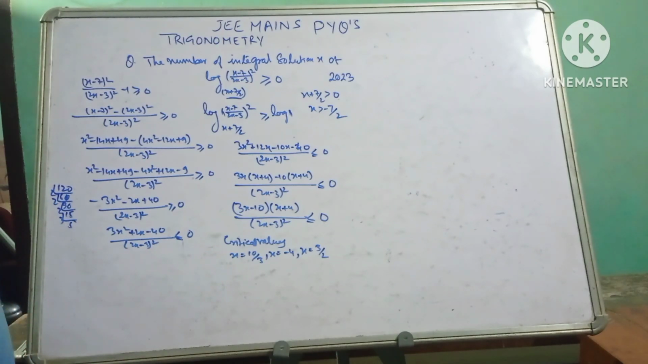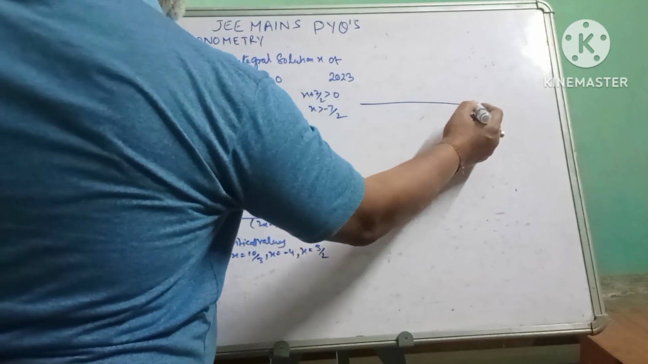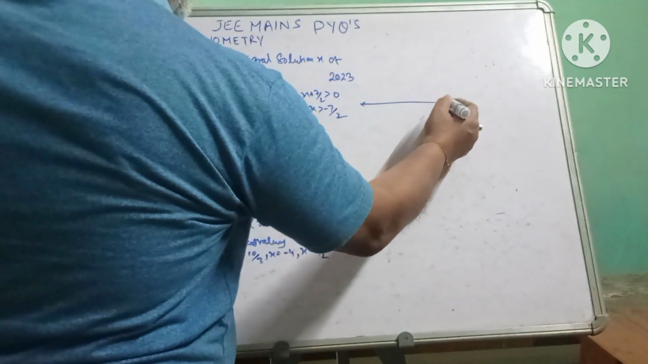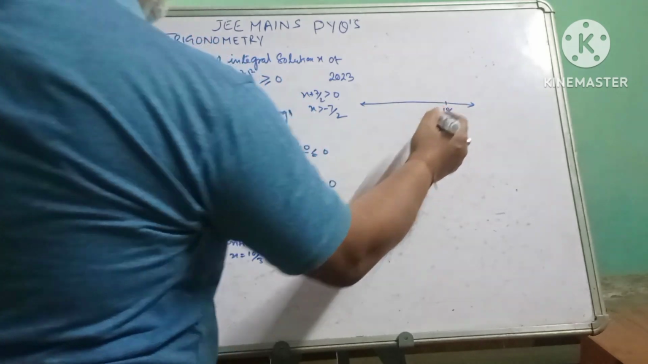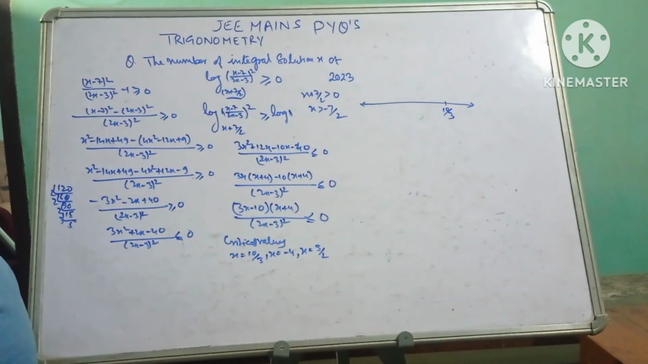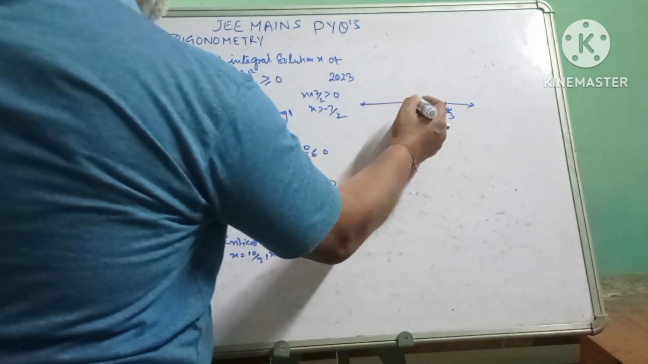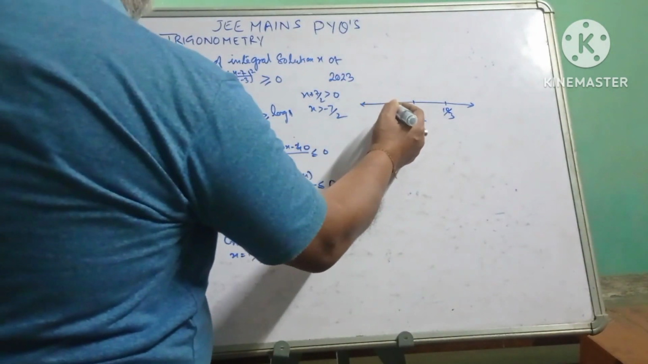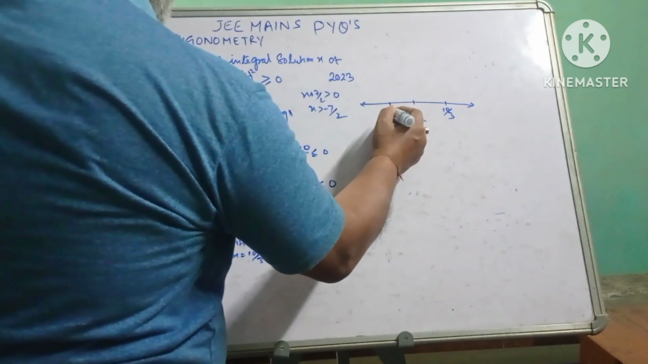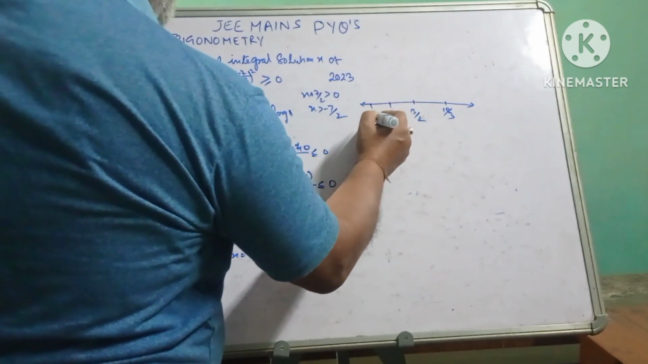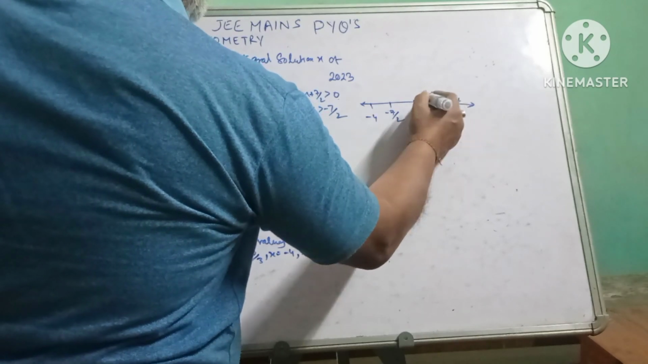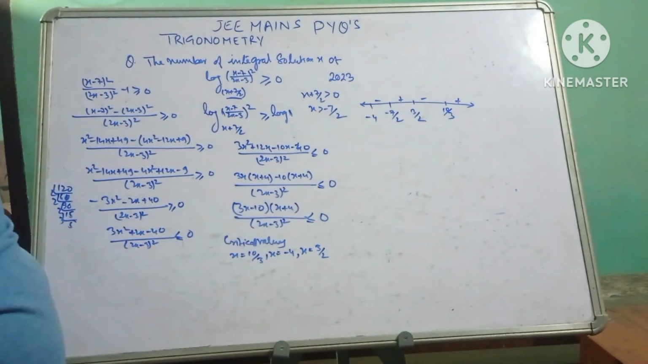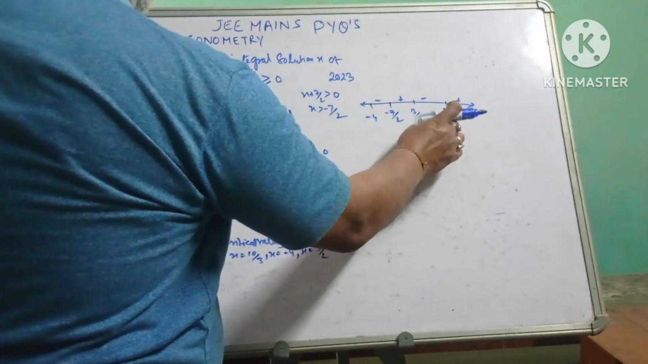From here you draw the number line. You are getting 10 by 3, which will be somewhere like this, because 3 3s are 9. Then you have 3 by 2. And another is minus 7 by 2, 2 3s are 6, and last is minus 4. So plus, minus, plus, minus. Because it is less than 0, we are going to take the integral values between here.